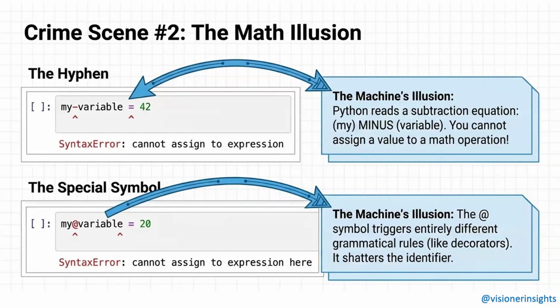Okay, let's move on to our next case. This one's called the math illusion, and it's all about characters that look harmless to us but cause total confusion for the machine. Just take a look at this. To you or me, my dash variable looks like one name, but to Python, that hyphen means one thing and one thing only, subtraction. It literally sees my minus variable. You can't assign a value to a math problem. Same goes for the @ symbol. That's reserved for something called decorators. And notice again, Python's little helper, that caret, points right at the illegal character, the scene of the crime. The verdict is in.